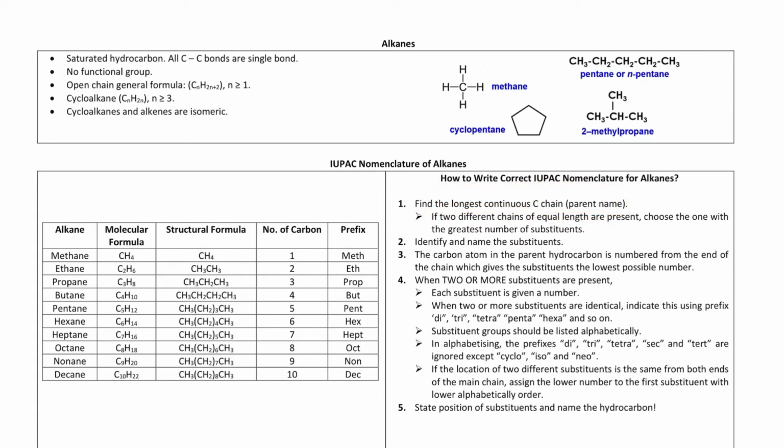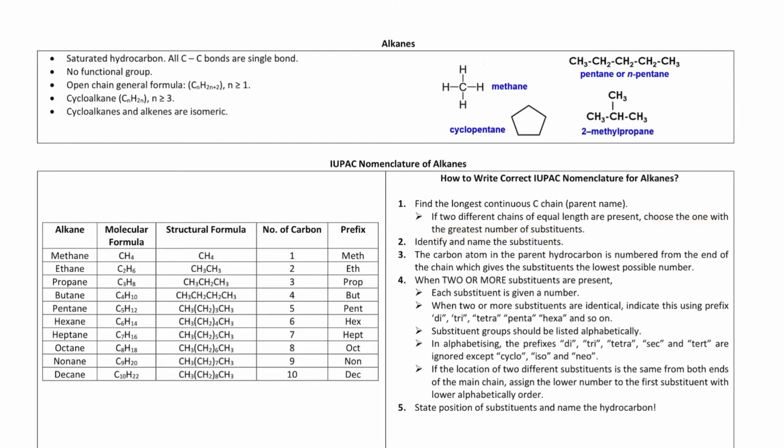Okay, the keyword is longest continuous. Okay, dia bukan sahaja yang paling panjang tapi dia mesti bersambung. Okay, and this longest continuous carbon chain will become the parent name. Dia akan jadi nama yang paling hujung lah, nama bapa dia. Okay, so if two different chains of equal length are present, choose the one with the greatest number of substituents.